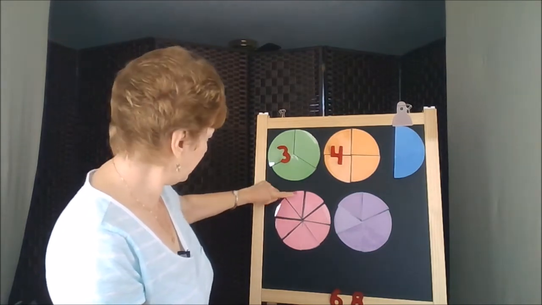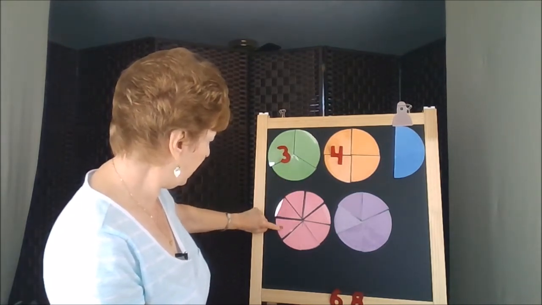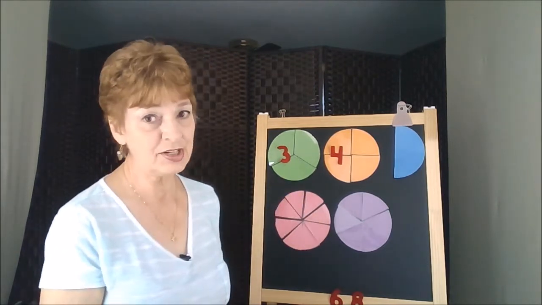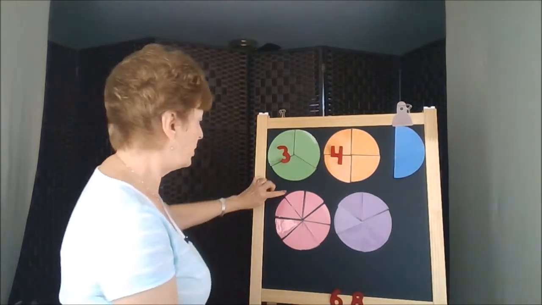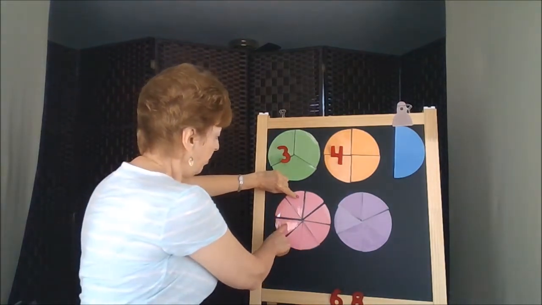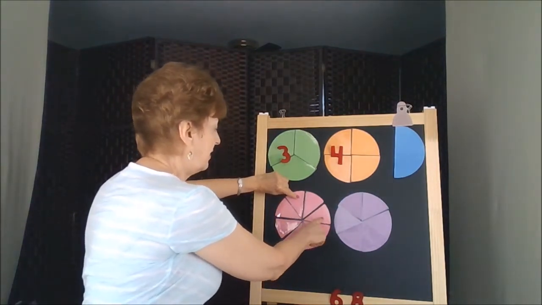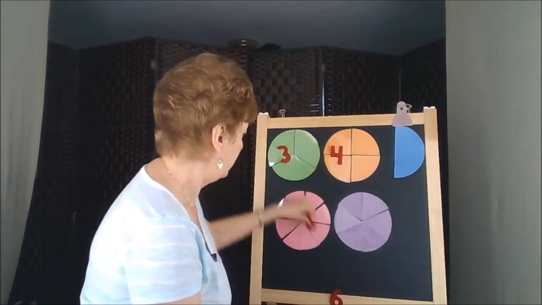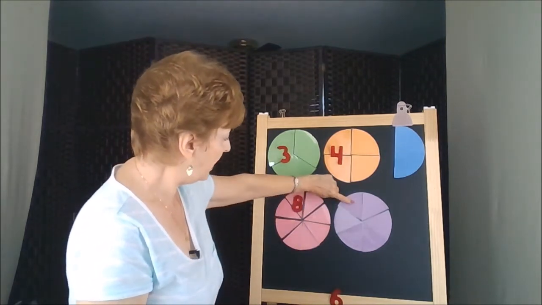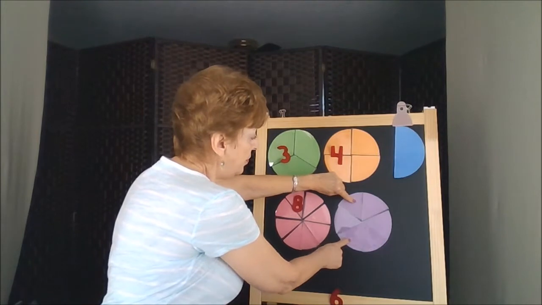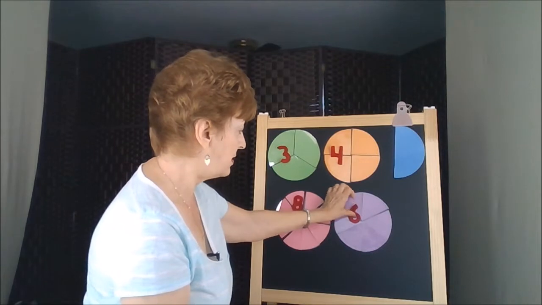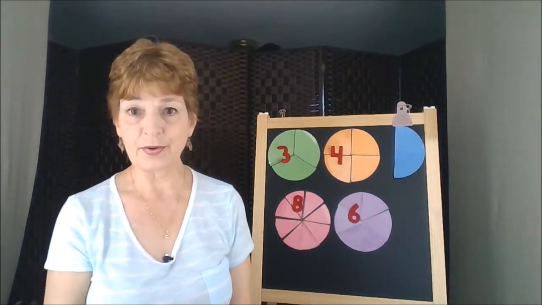The pink, let's start here at the top. 1, 2, 3, 4, 5, 6, 7, 8. Sometimes it's hard to count those smaller pieces, so sometimes I just leave my finger on it when I start. 1, 2, 3, 4, 5, 6, 7, 8. The fancy name for those pieces is eighths. And in this case, 1, 2, 3, 4, 5, 6. These purple ones are cut into 6 pieces. Those are called sixths.